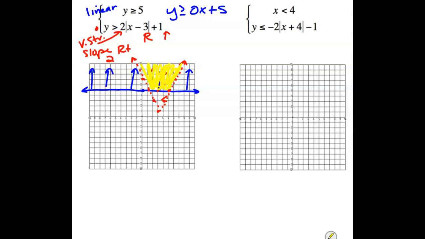All right, our last example for today. Our top inequality, x is less than 4. We would have a vertical line at 4. This time it is dotted. And we want all x values that are lower than 4. So 3, 2, 1, 0, etc. We are shading this side.